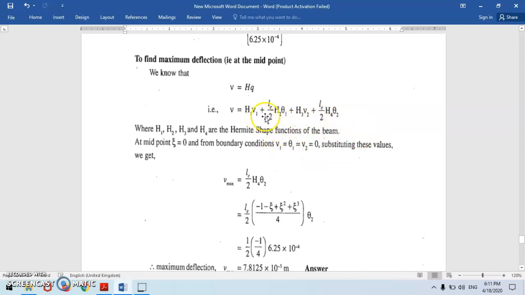Already we know theta 1, V1 and V2 are 0. V1, theta 1, V2 are 0. Only theta 2 is left. That is why V maximum will be equal to LE by 2 H4 theta 2, because V1, theta 1, V2 are 0. Here you can see.